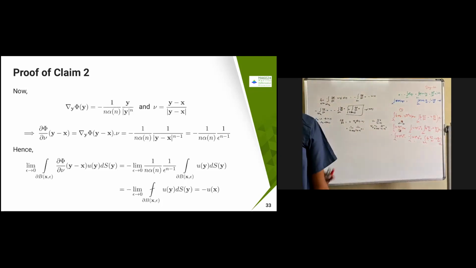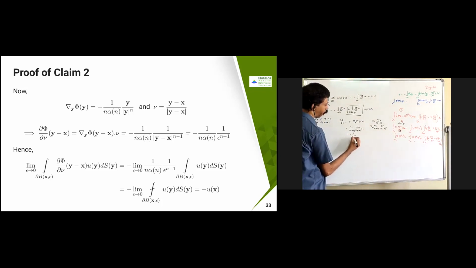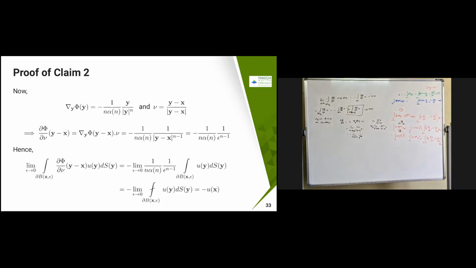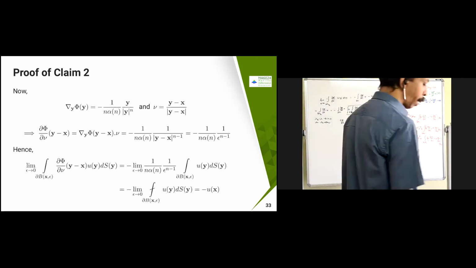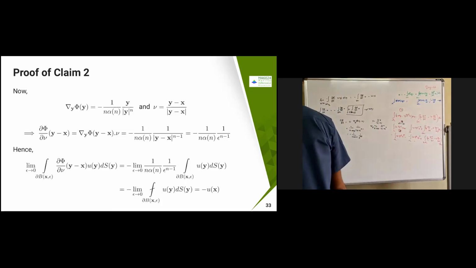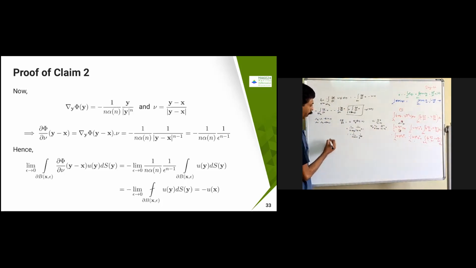But this is sitting on the ball of radius epsilon, so the same kind of thing is going to come here: 1 by n into alpha of n, 1 by epsilon power n minus 1. It is almost the same kind of thing we derived for the k epsilon formulation. Now if you apply the limit epsilon tends to 0, this is the integral over dou B of x comma epsilon, which I am just applying here.